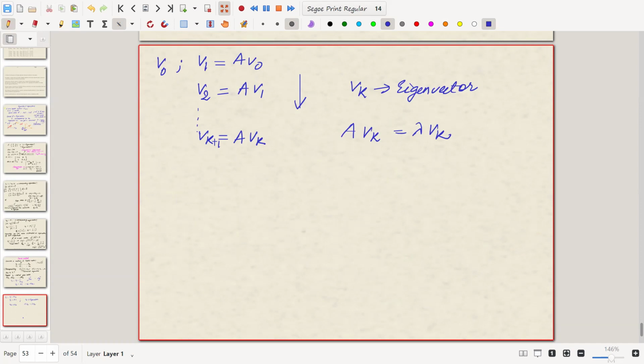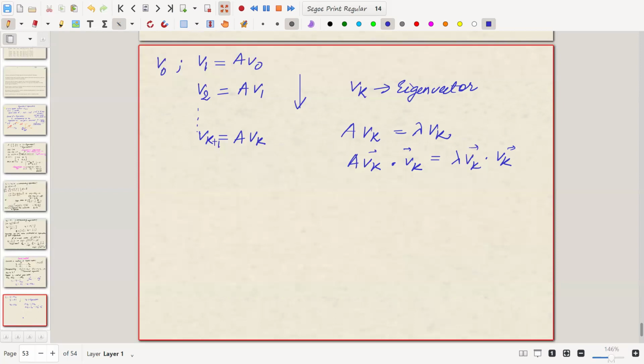What we can do is take the dot product. This is a vector on both sides, right? We can take a dot product with a vector. So I multiply A Vk with another vector Vk, which gives lambda Vk dot Vk. A dot product will give you a scalar, right?